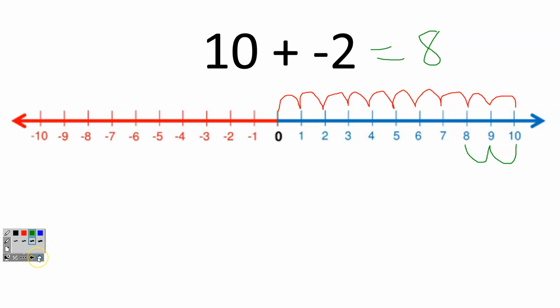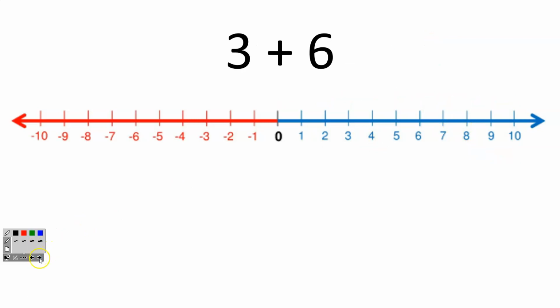+8. So now for this one, you'll notice there are no negatives, so go ahead and hit pause and do this one now.